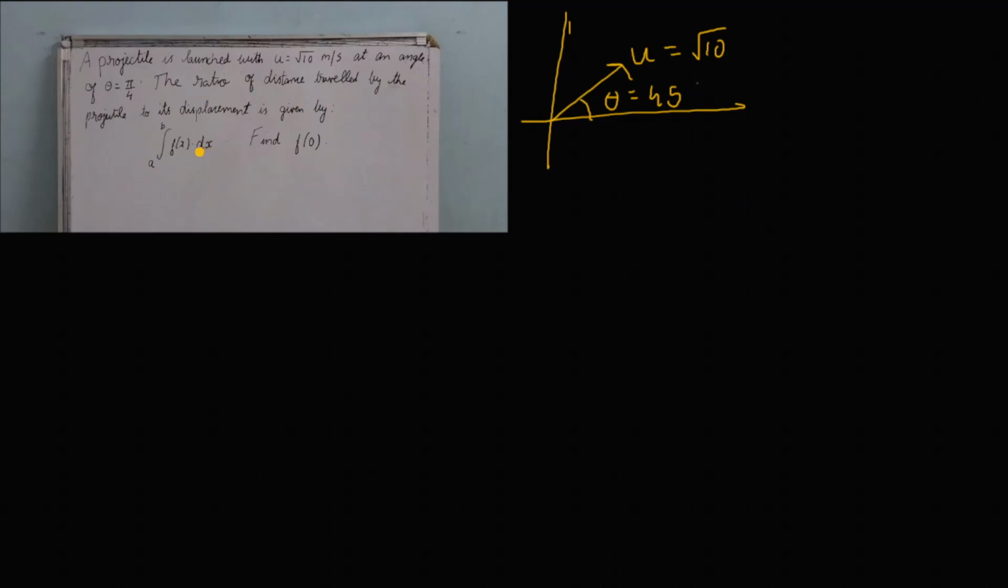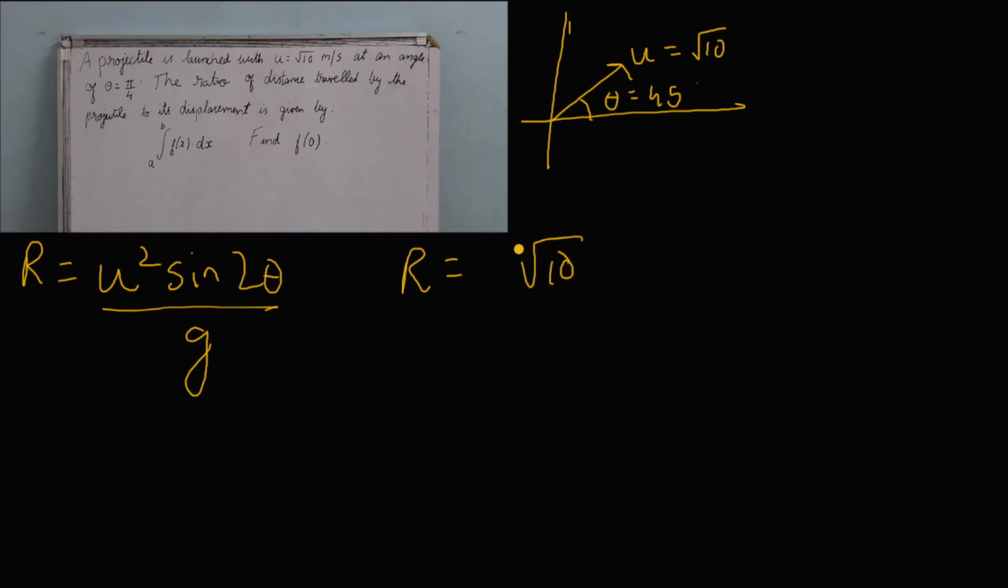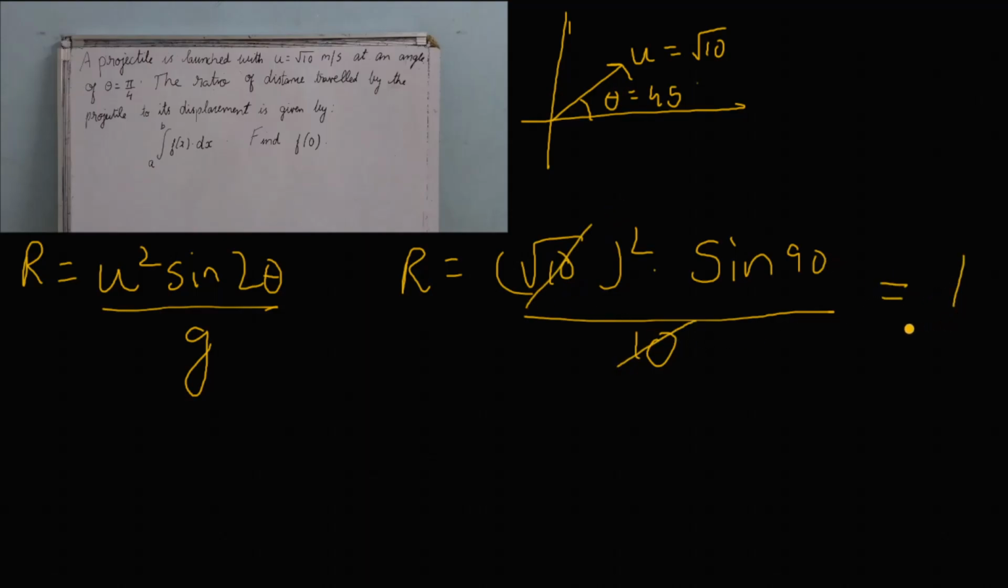So we know that for a projectile displacement is just equal to its range. So R equal to u square sine 2 theta by g. Let's take g as 10 meters per second square. So putting in the values, we get R equal to root 10 whole square sine 90 by 10. So these cancel, root 10 square and 10, and sine 90 is 1, so R equal to 1.